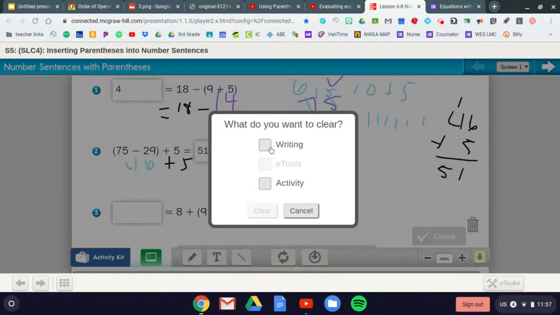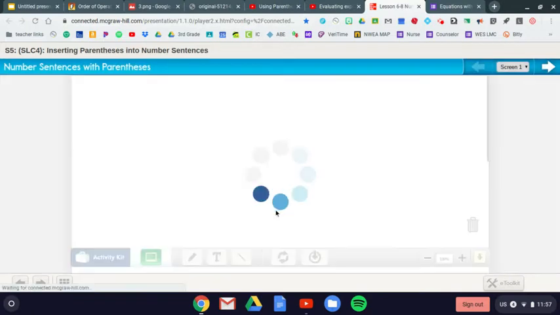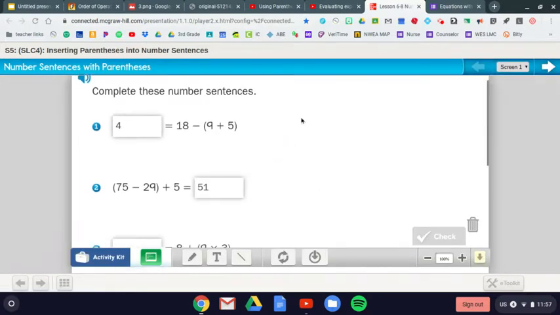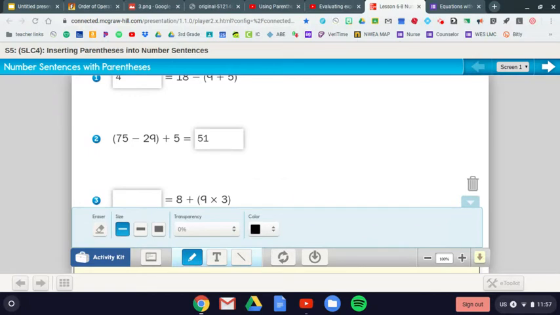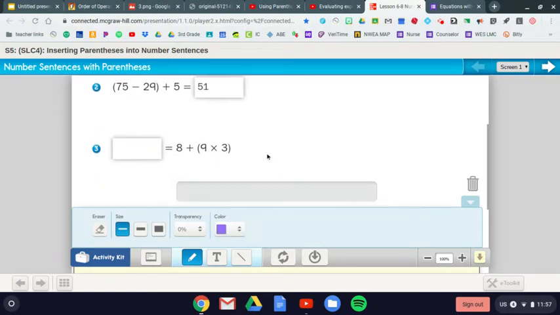Let me clear this real quick. Gives a little more space. Number 3 says 8 plus parentheses 9 times 3. I've been practicing on reflex, and I know my 9s and my 3s. So I know that 9 times 3 is 27, and I have to add 8 to that. 27 goes in my head, it's a big number. 28, 29, 30, 31, 32, 33, 34, 35.